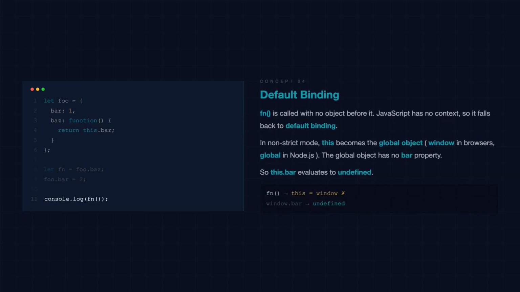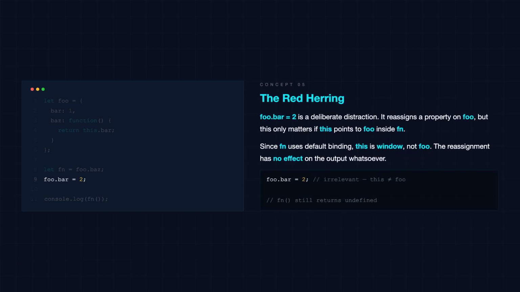But when you call fn as a standalone function, no object, no dot notation, JavaScript has no context to work with. It falls back to default binding. In non-strict mode, this becomes the global object, window in browsers, global in Node.js. The global object has no bar property, so this.bar evaluates to undefined. Now, foo.bar being updated to 2 on line 9 is a deliberate red herring. It would only affect the output if this were still pointing to foo inside fn. But since fn lost its binding, that update has absolutely no effect on the result.